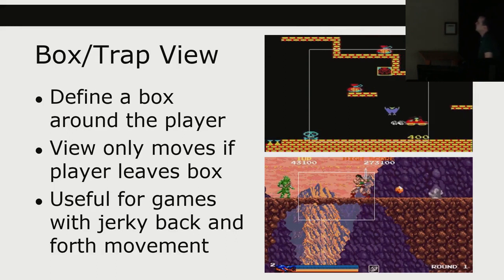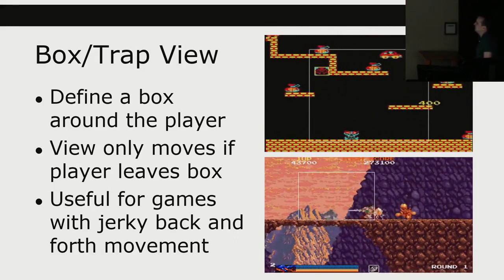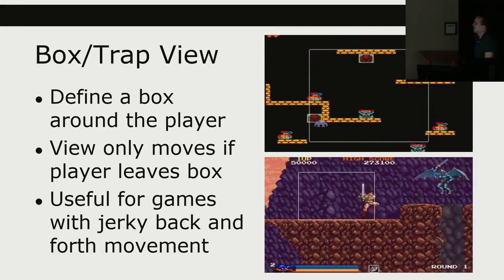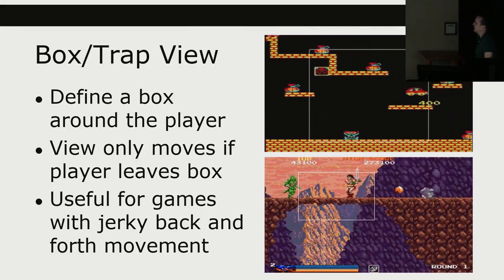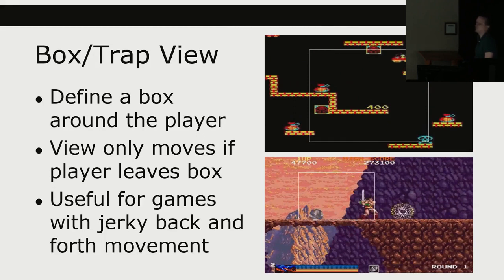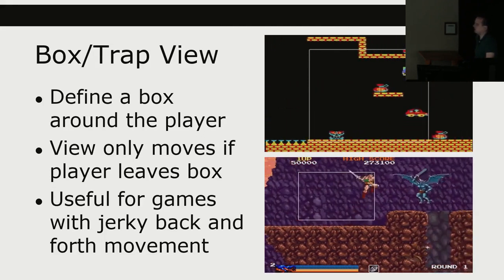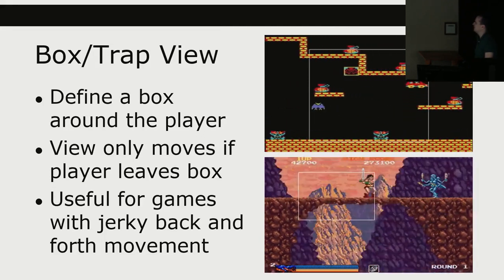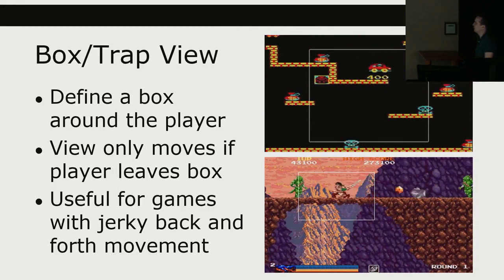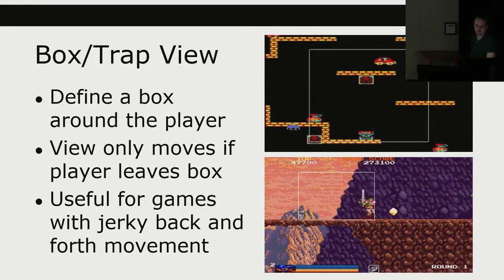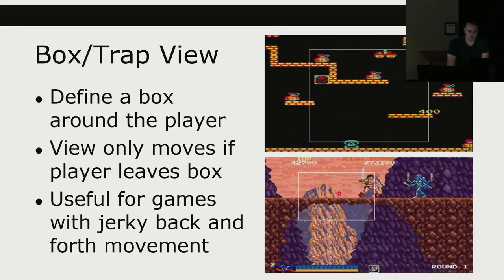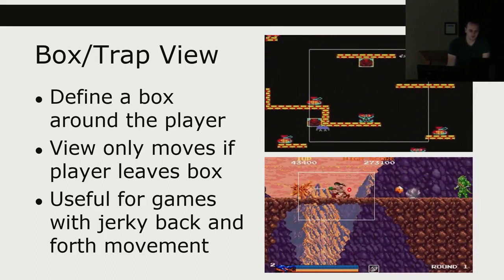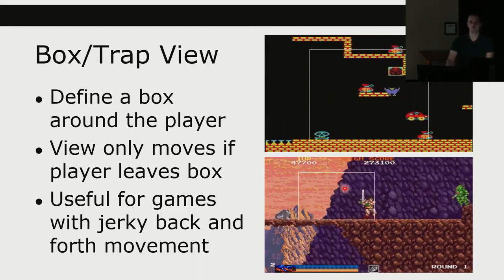Next, as the video was showing, is this box or trap view. And so what happens is we're going to define a box around the player, and the view moves only if the player attempts to leave the box. And this is very, very useful in games where you have a lot of jerky back and forth motion. So here, for example, on the bottom in this gauntlet style game, I don't know the exact name, but oftentimes you're moving back and forth.